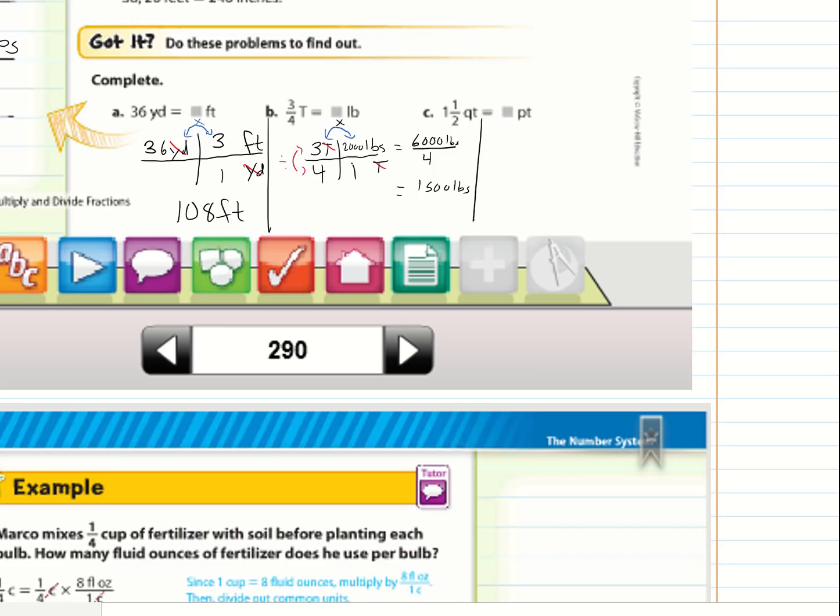So now we're going to try C. Since we have a mixed number, we need to make sure we change 1.5 to an improper fraction. So 2 times 1 is 2, plus 1 is 3, so we can do 3 over 2. Like we did previously, I'm going to do 3 quarts over 2, and then pints. My pint is going to go on top, and I need to get rid of my quarts, so my quarts is going to go on bottom.